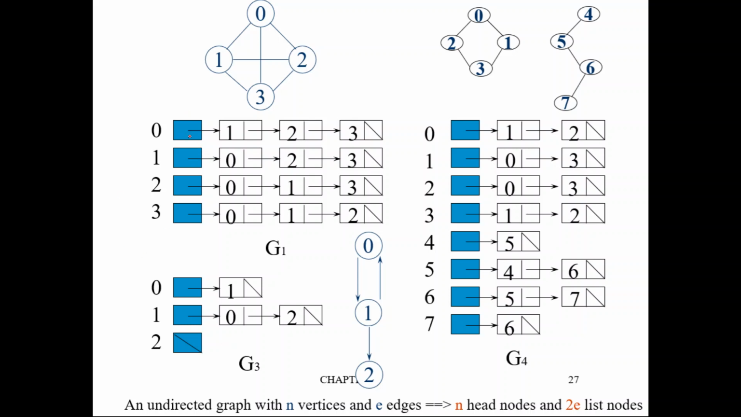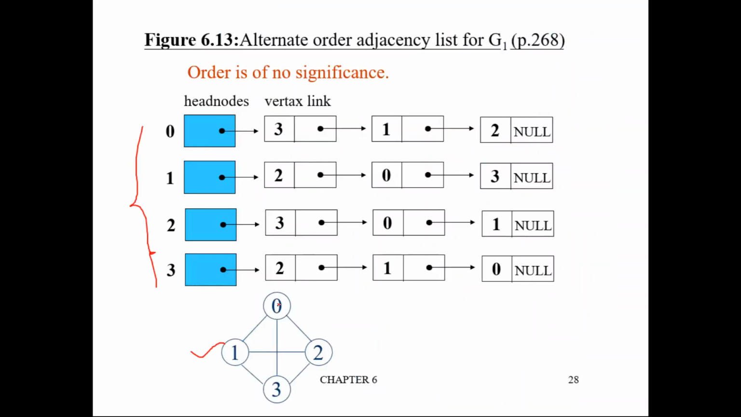It is not that this numbering should be in ascending order. There is no compulsion. It is not that it has to be 0 to 1 and then 2, 3. No. It can be any order. That's what this is.